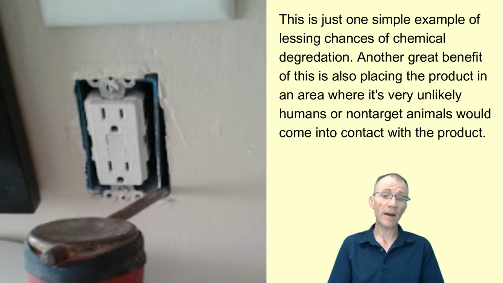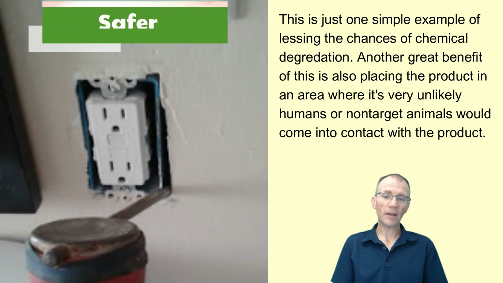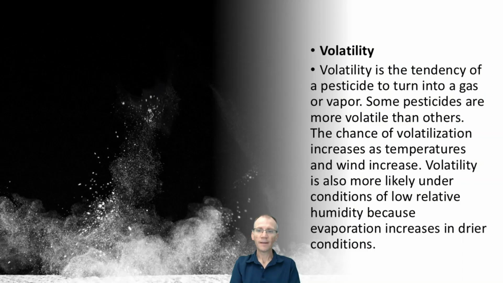The other good part about it is that the product is going in an area where humans or non-target animals aren't going to touch it either. So any way you look at it, when you put these products in the right areas where the rain, sun, and non-target animals and species won't contact them, you're always going to win. They're going to be more effective for a longer period of time, and they're definitely going to be more safe as well. Next, we need to look at volatility.